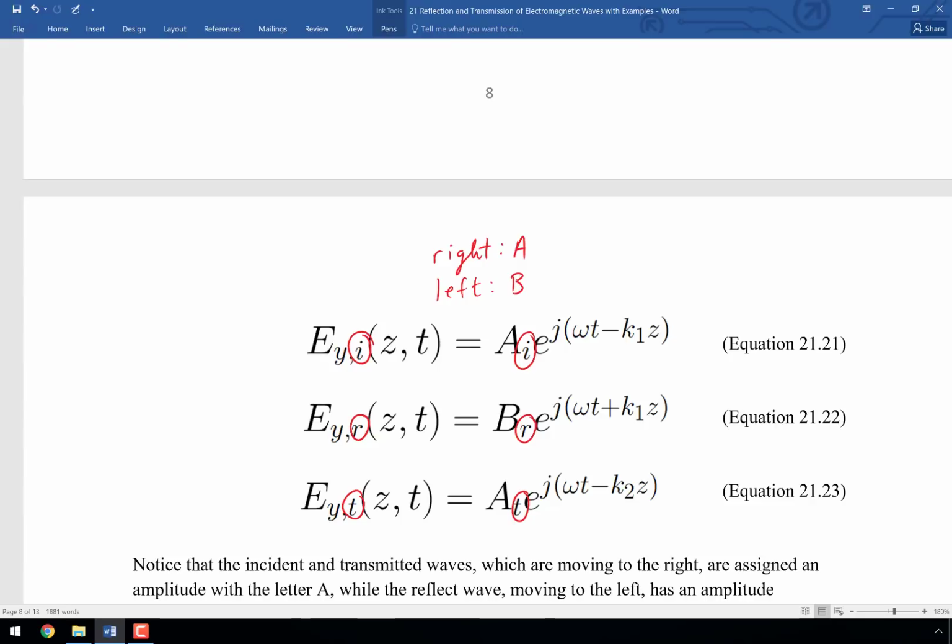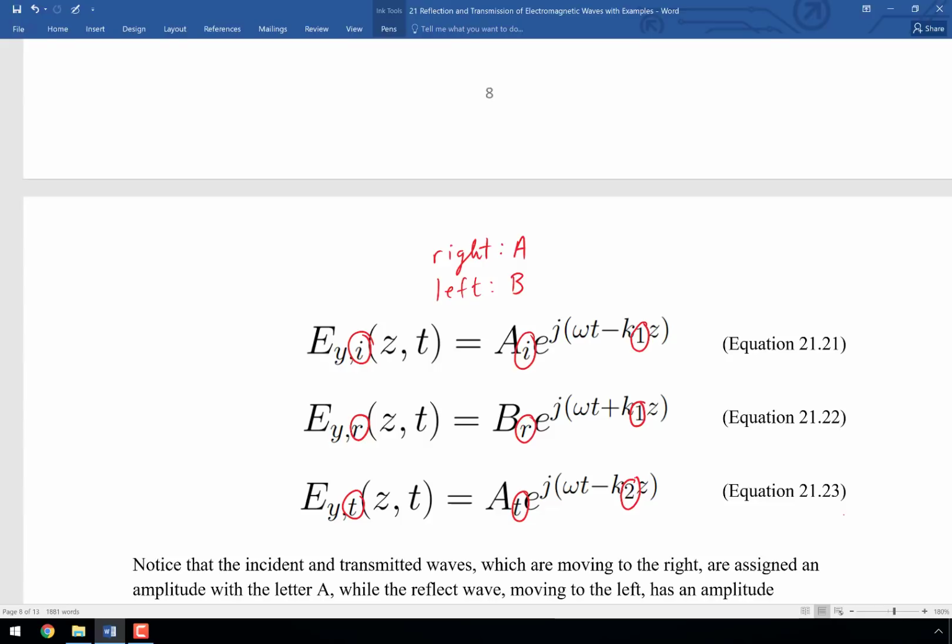So it isn't going to be essential to us, but it helps us to remember which waves are moving in which direction. And then each one of these terms also, of course, has a complex exponential, e to the j omega t plus or minus k times z. Notice that the first two, the incident wave and the reflected wave, are both in material number 1, so they both get k1, but the transmitted wave is actually in material number 2, so it gets k sub 2.